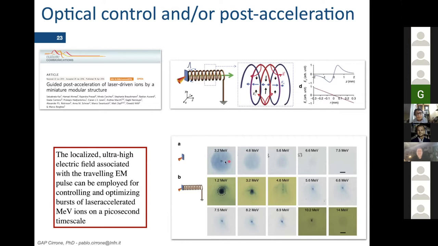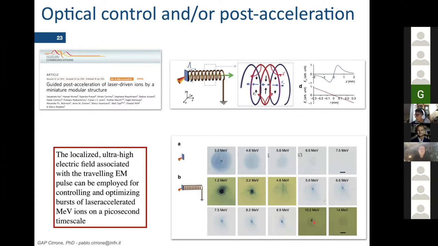And here are the results of the beam. You see here, this is the case in which there was this flat target and the production of the beam with the maximum energy, let's say 7.5 MeV in this case. While if you use this coupling between this foil and this coil, you can see the beam is much more concentrated, so you are able to focus the beam here, but also you observe an increase in the final energy cutoff. That was something of interest. They are continuing to study and to optimize this part.